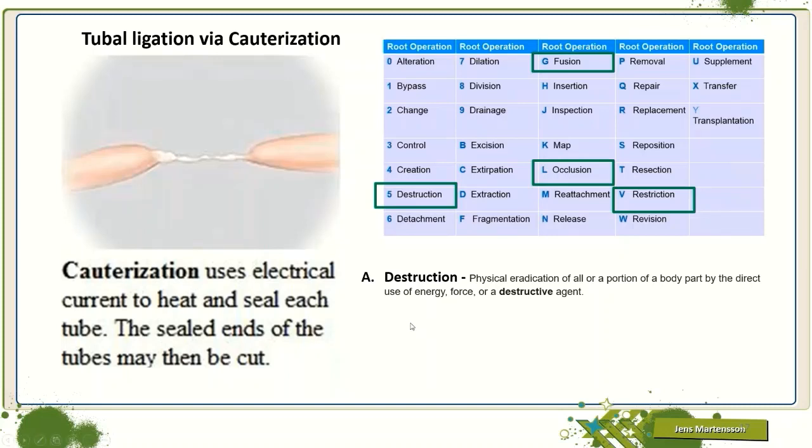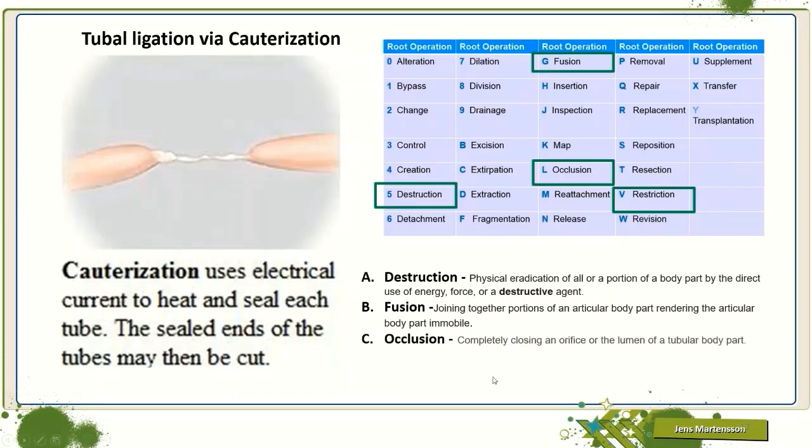You said it. All right, now let's go back and look at fusion. Fusion is joining together portions of an articular body part, rendering the articular body part immobile. No, because articular means joints. There's no joint here, so we're going to move on. Remember that: fusion deals with joints. Occlusion is completely closing an orifice or the lumen of a tubular body part. Whoa, people are feeling that occlusion. What about restriction? This is partially closing an orifice or the lumen of a tubular body part.